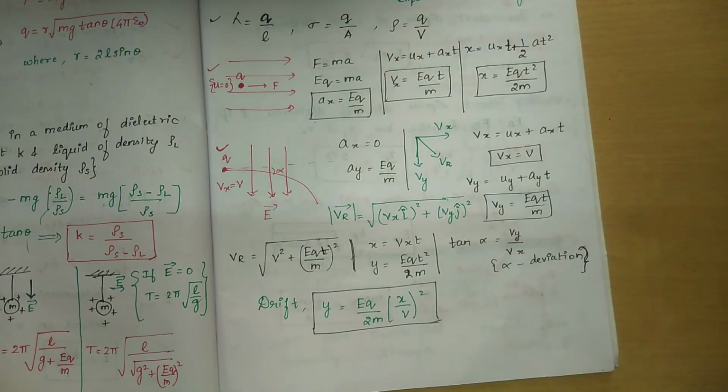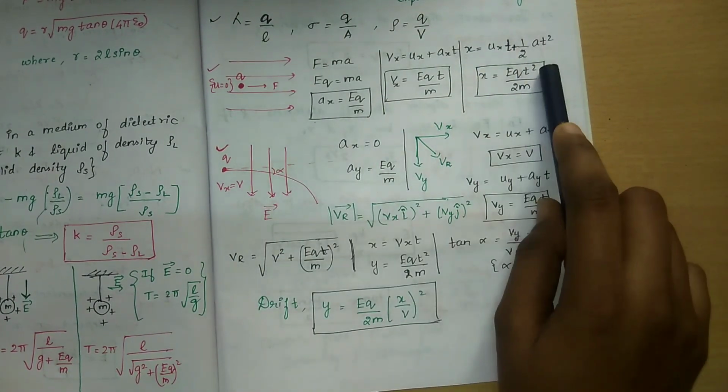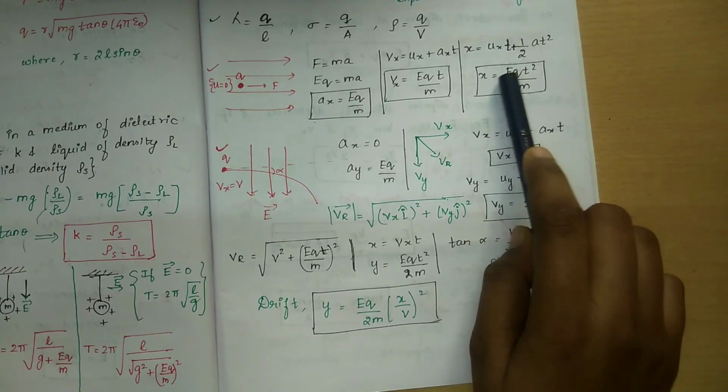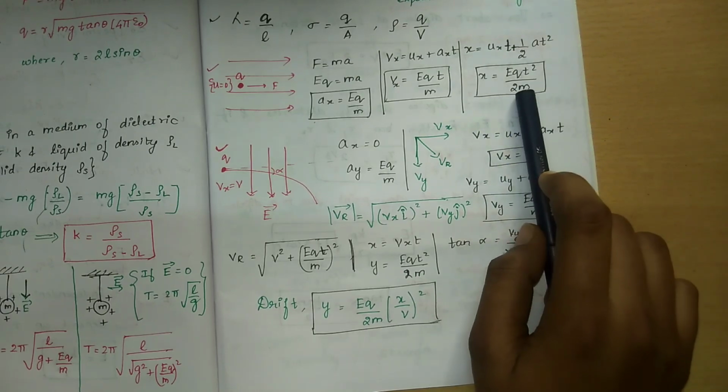ut plus half at square. It will become, since initial velocity is 0, ux is 0, plus half at square, which means eqt square divided by 2m. This is the distance traveled.